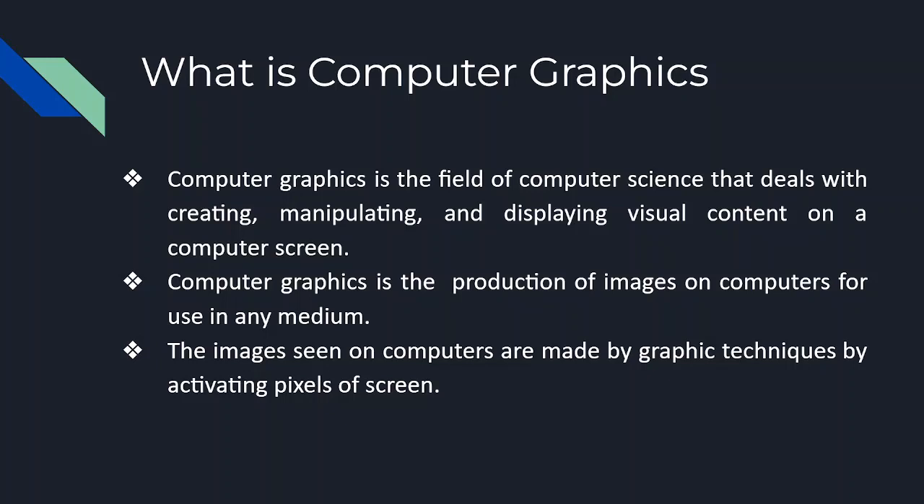So production of images on computer for use in any medium, for example, the visual medium where we can see different text, videos and elements on our display devices. Any type of images which can be seen on computers are made by graphic techniques by activating pixels of the screen.